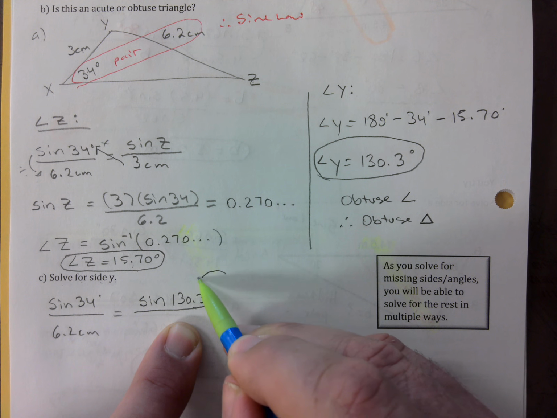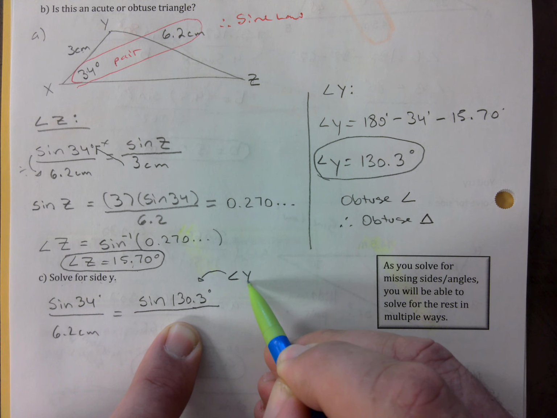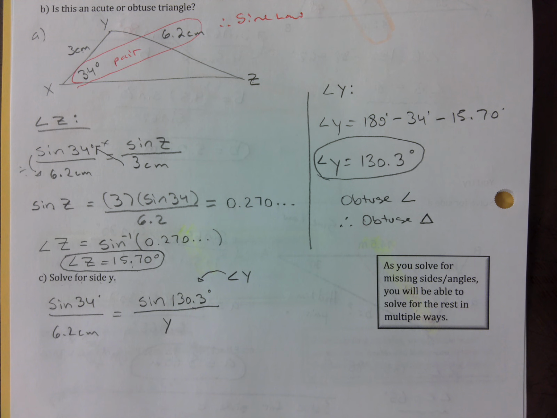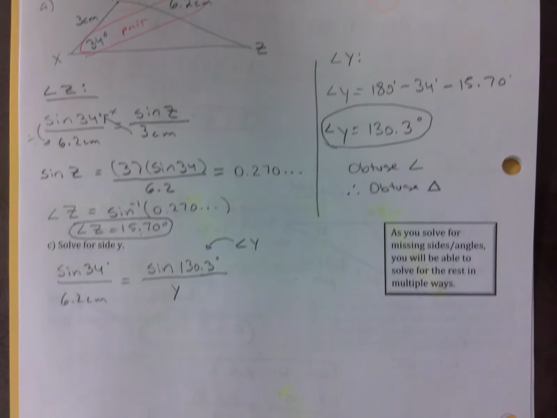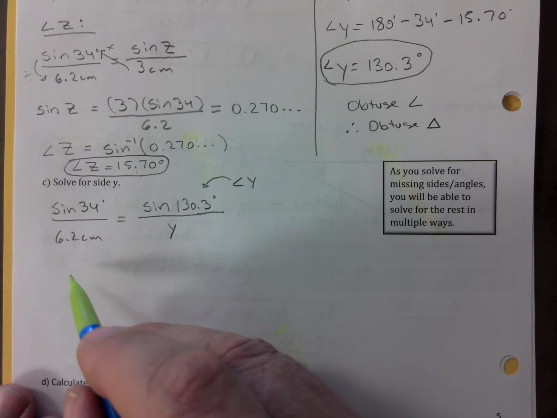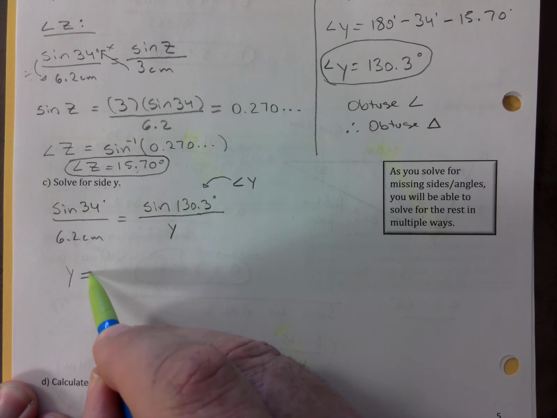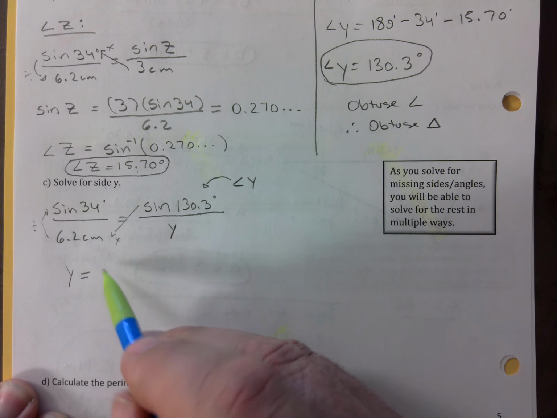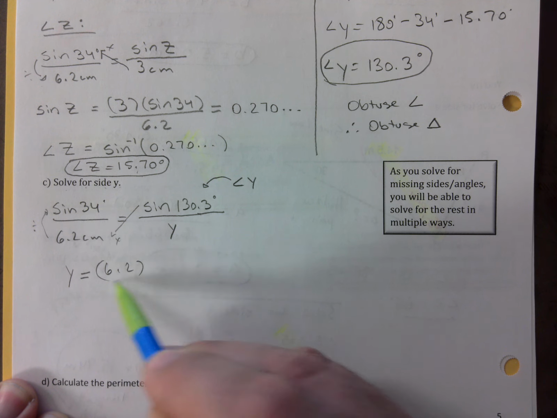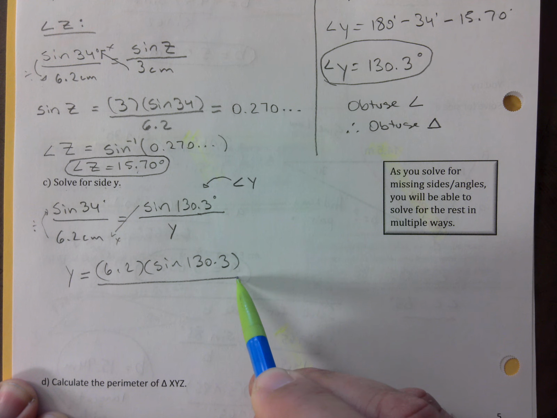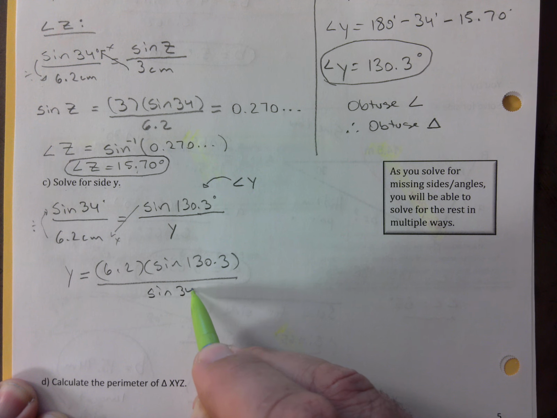And just make a note. This is angle Y. Okay? And that's going to allow us to solve for side Y. I'm going to scroll down a bit so you can see. And here you solve just like before. Cross multiply and divide. So 6.2 times sine of 130.3 divided by sine of 34.